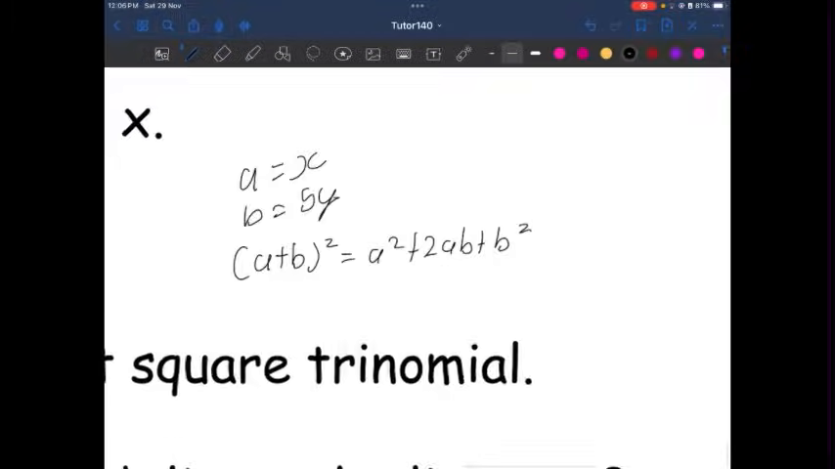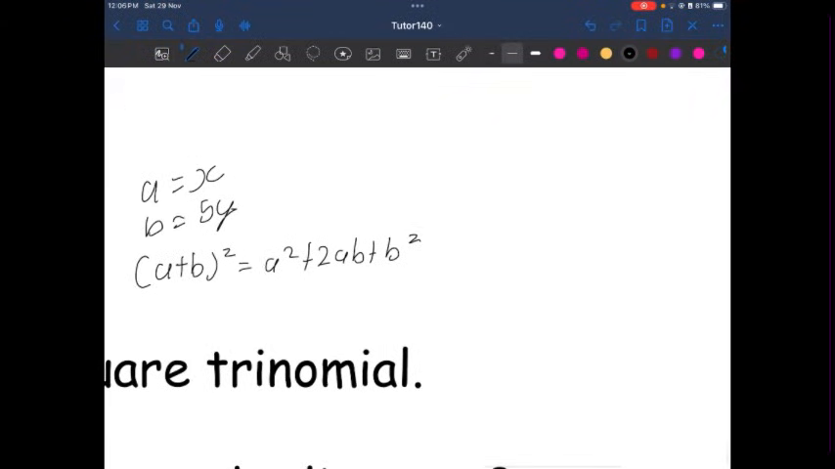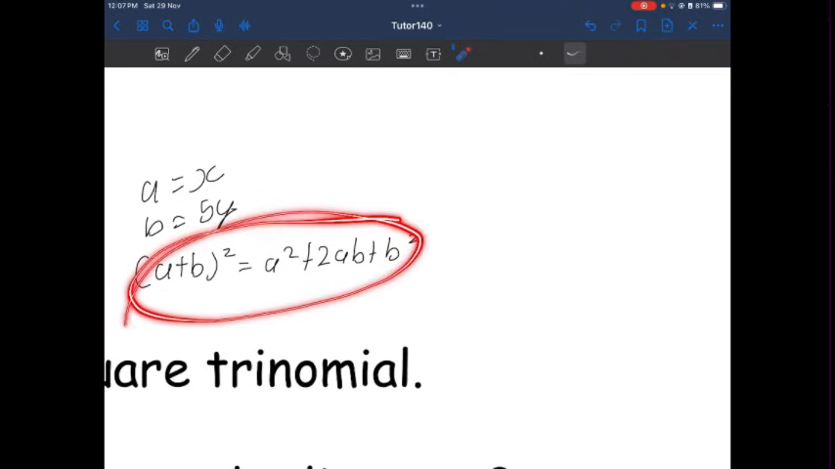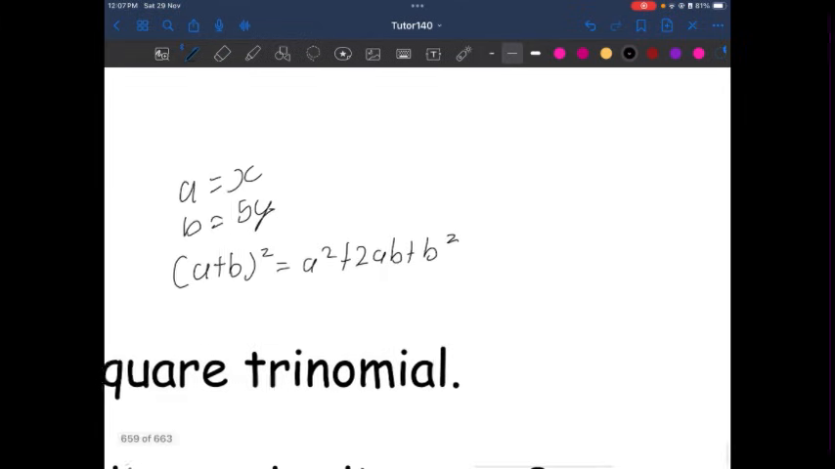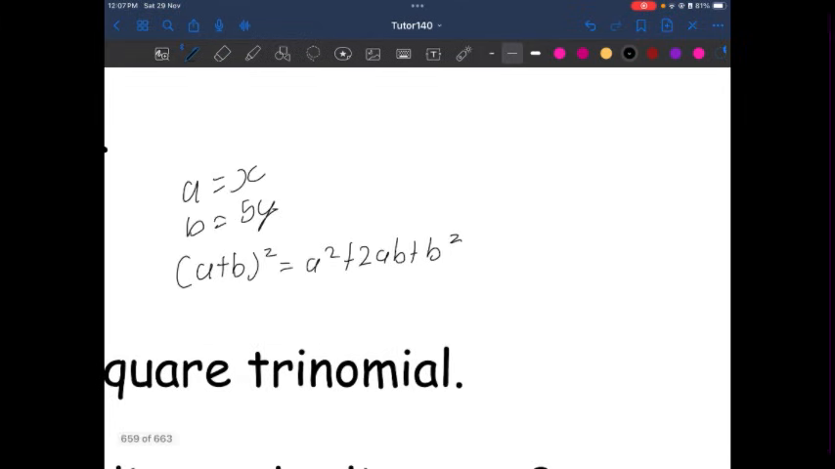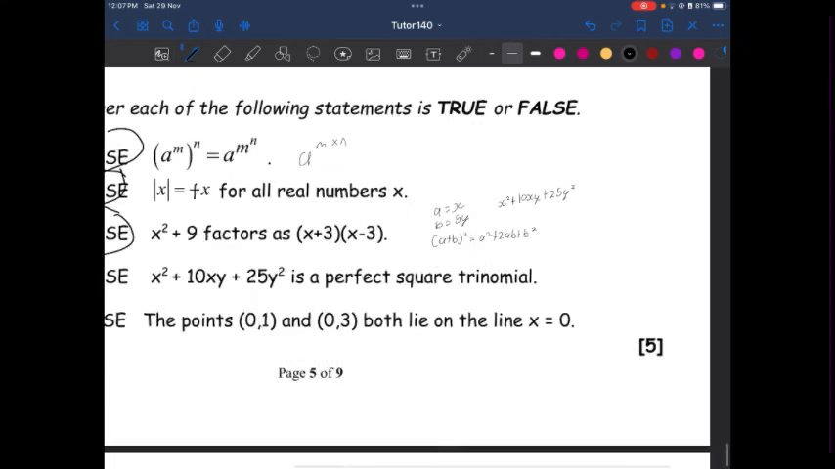If we use x and 5y and put it together, this is the perfect square trinomial formula, right? If we use a as x, and b as 5y, we could put it together and say that's x squared plus 2 times x, that's 2x, and then 2x times 5y is 10xy, and then b squared, that's 25y squared. And that's the same as what we see here. So that's true.